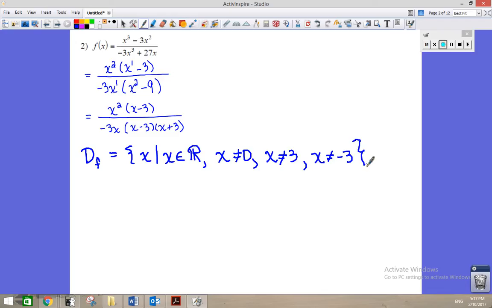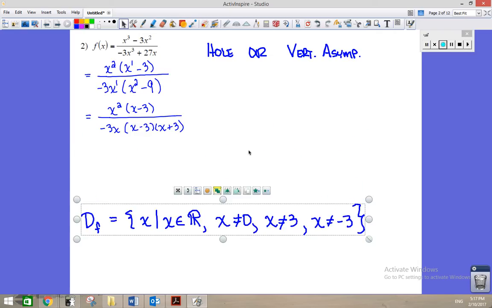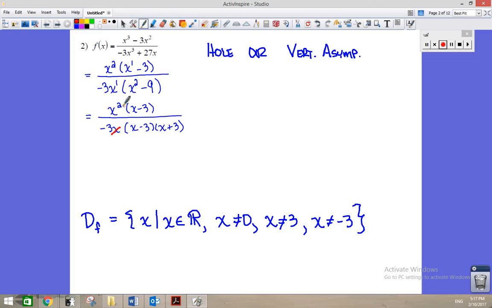Now, each time something is thrown out of the domain from a rational function, it will appear in the graph as either a hole or what we call a vertical asymptote. It can't be both, and it has to be one or the other. So now we look at this function in reduced form. We cancel the common factors. Alright, so what cancels here? Well, we have a factor of x that cancels, and we have a factor of x minus 3 that cancels.